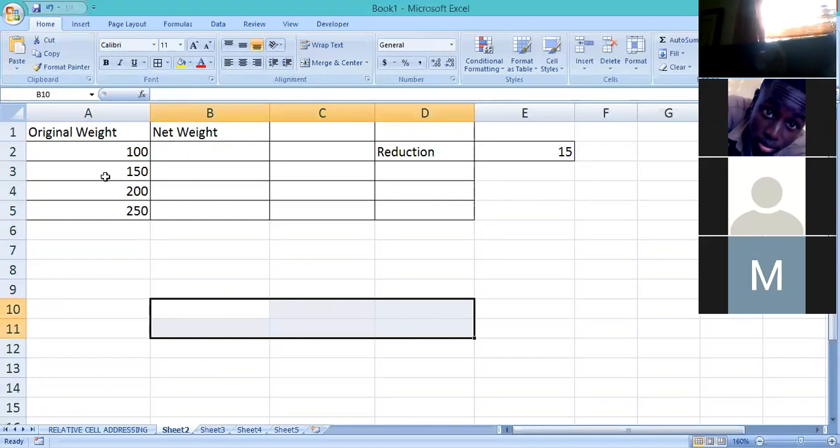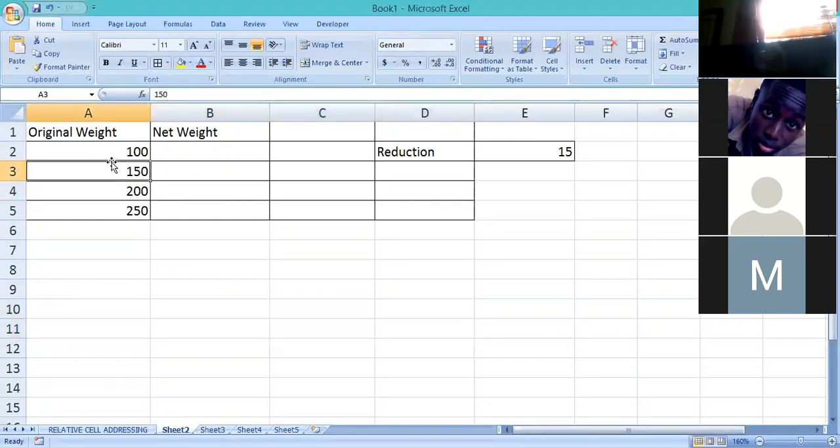Same thing with this table, but it's just that it's doing it with weights. So these are the original weights, and our job is to calculate the net weight. Now, if you notice over here, it says reduction is how much? 15. That means that each weight is going to do what? 15 is going to minus from the different weights, from the original weights. Very good. So for each original weight, you're going to take away 15 from it to get the net weight.